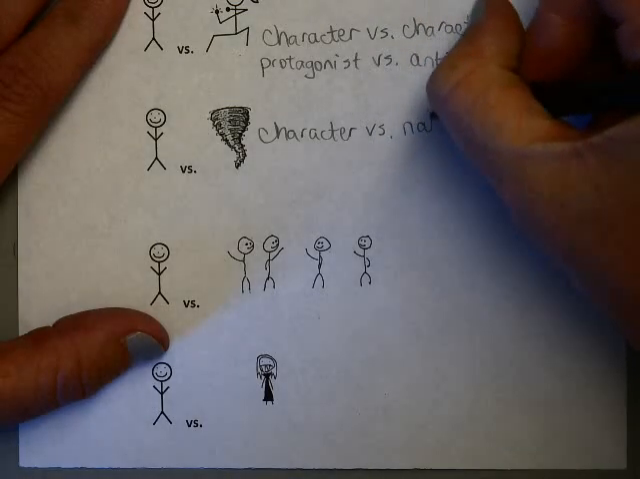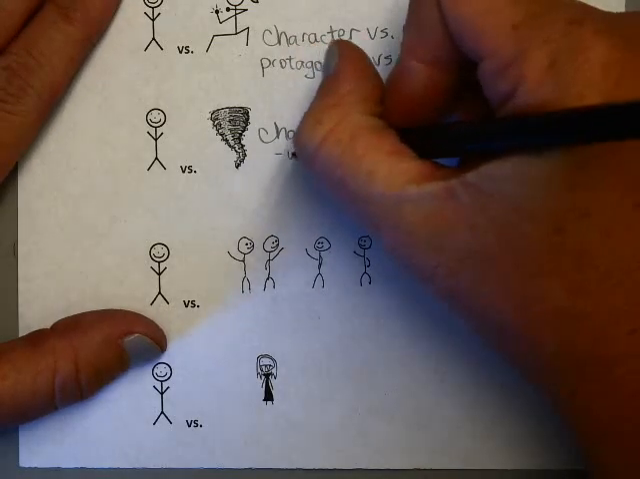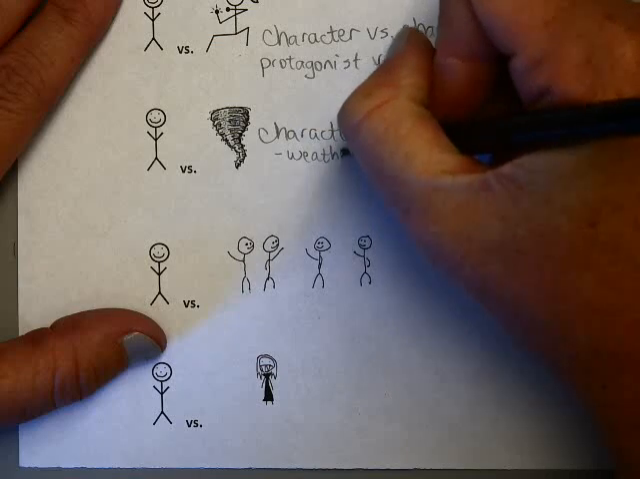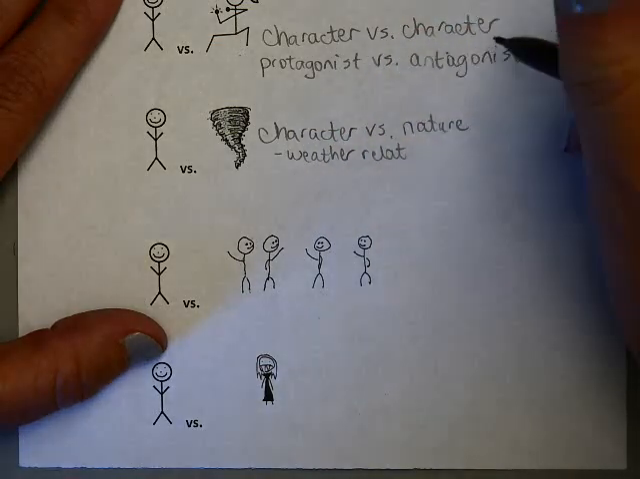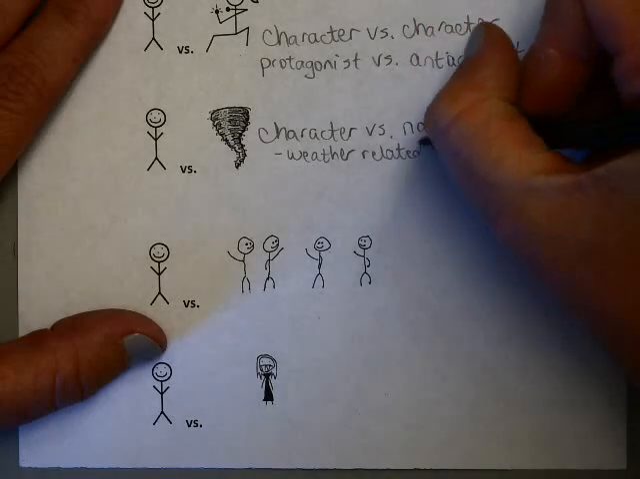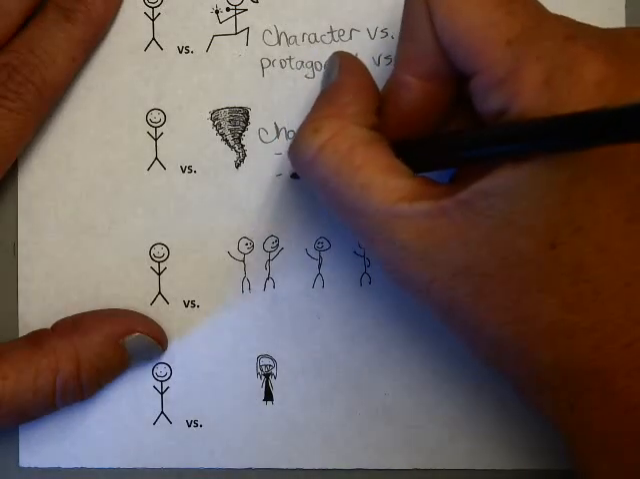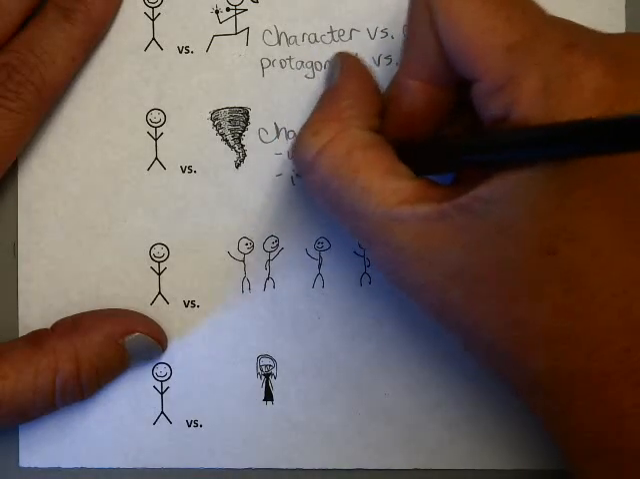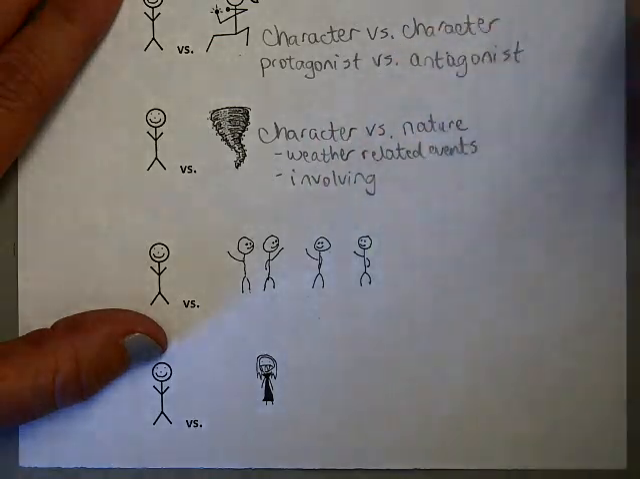So character versus nature. So I'm just going to list a few of those things here. So we basically have any weather-related events. Even around here, it's a dust storm. That's character versus nature right there. So weather-related events that can occur, anything involving animals. So maybe it's a shark attack in the ocean. That's character versus nature.